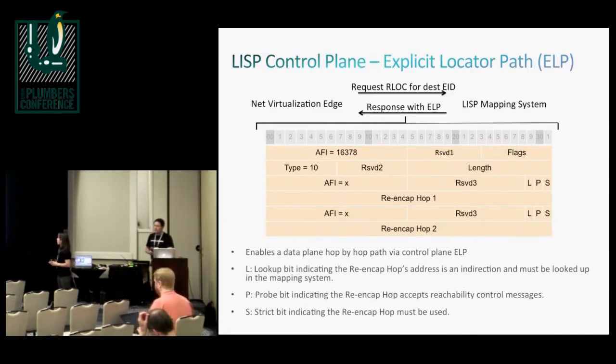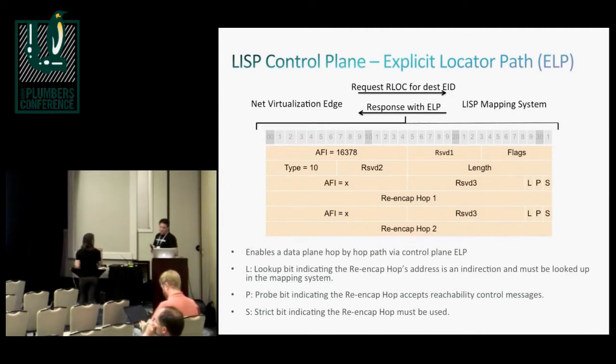And then there is an L bit, which is a lookup bit, which, for instance, if you have a service or an encap hop that has some sort of mobility capability, then you can basically build this indirection into it where when you get the re-encap hop, it's actually an indirection and you have to look that up again to find out where the actual location of that hop is. That's it.